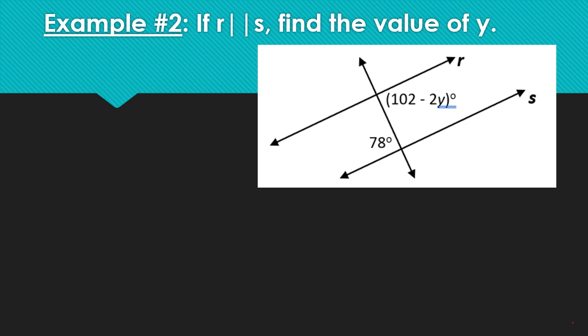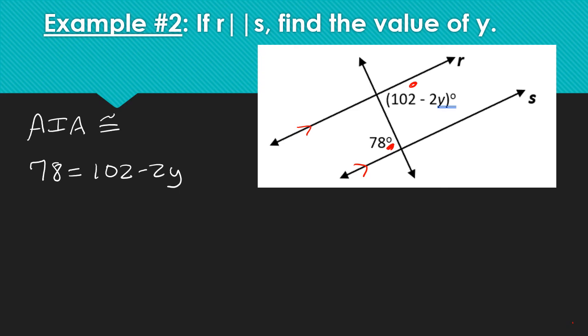Okay, so example 2. So it says R is parallel to S, so that's a bonus because I'm able to apply the parallel line theorems. And I look at this special angle pair, so I know this angle here and this angle here, and they are opposite sides of the transversal, so they're alternate and they're interior. So if I have alternate interior angles, they are going to be congruent. So let's take and set 78 equal to 102 minus 2y.